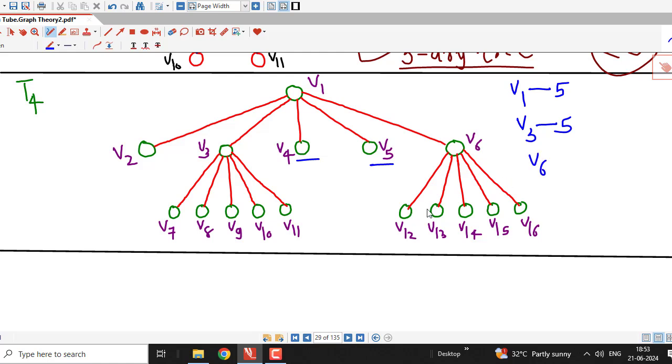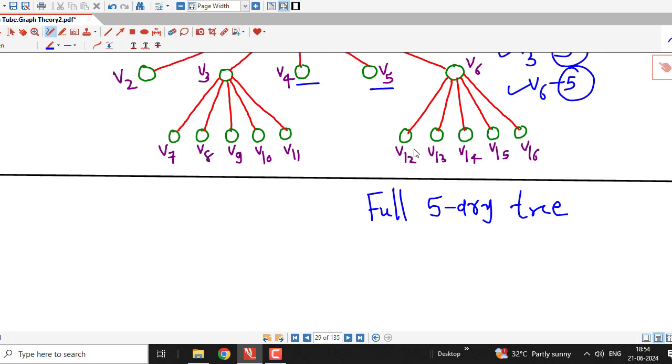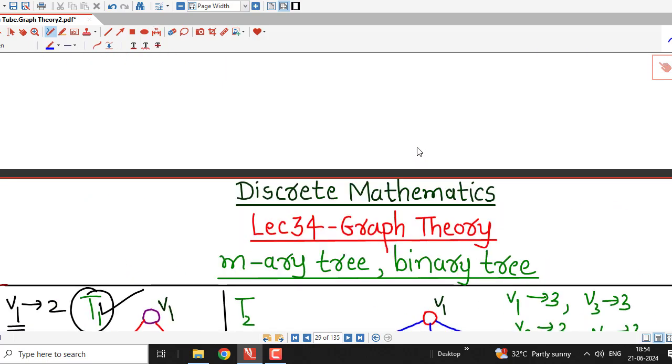V6 has 1, 2, 3, 4, 5 children, and V7 to V16 are not internal vertices. So there are only 3 internal vertices, and all of them have exactly 5 children. Therefore this is a full 5-ary tree. So this is a very easy concept of m-ary tree and binary tree.